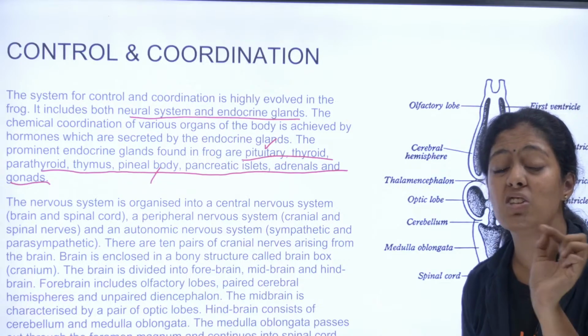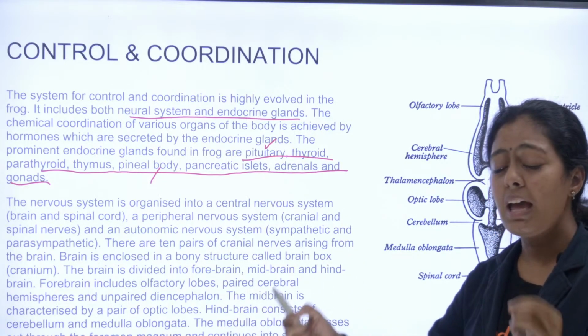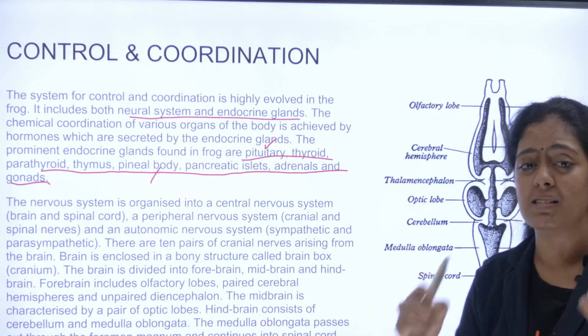Every line is very important. They can give 4 glands and ask which of the gland is not present in frog. Okay, they can ask you this question. So they have a very beautiful endocrine system that's working.